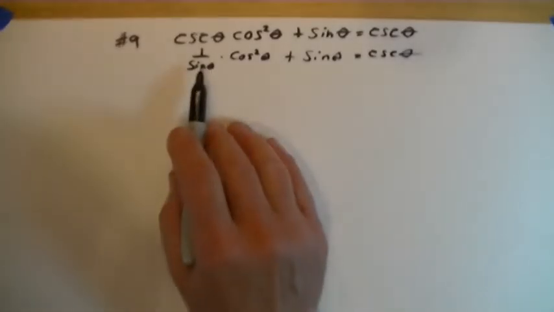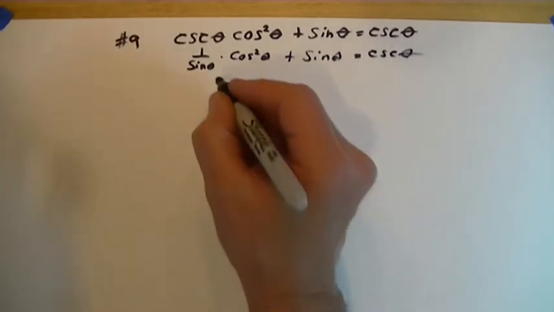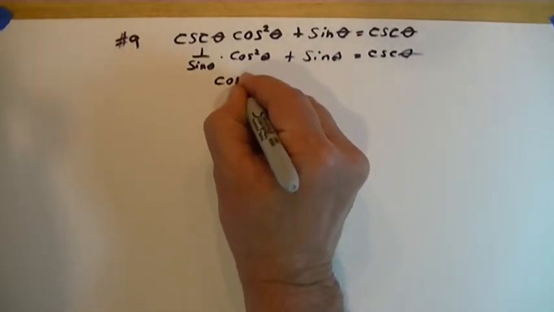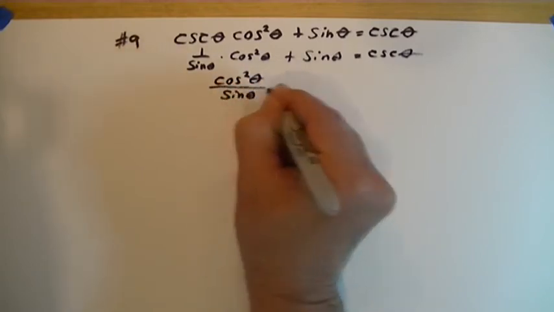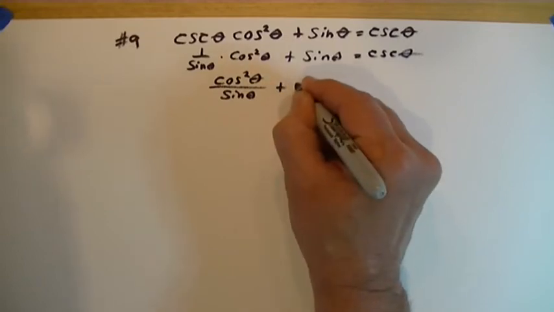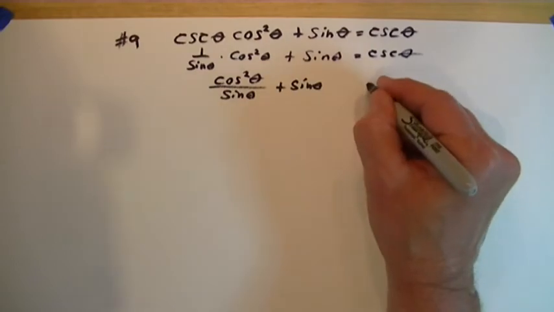This essentially, when we do this multiplication, becomes cosine squared over sine plus sine. So let's do that. Cosine squared over sine plus sine. I'm going to leave some space because I know what's coming.